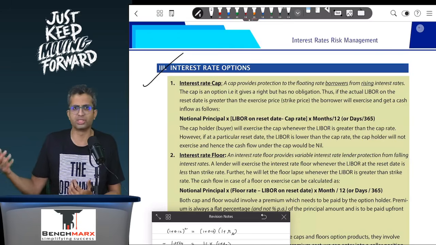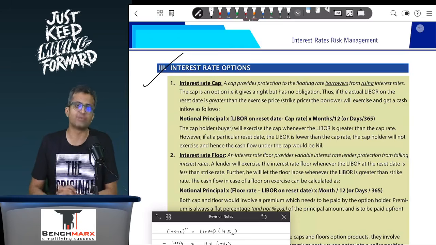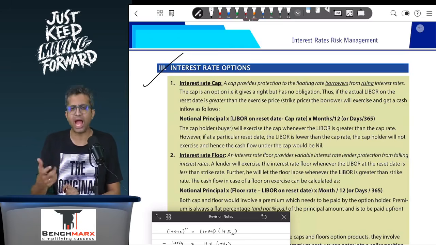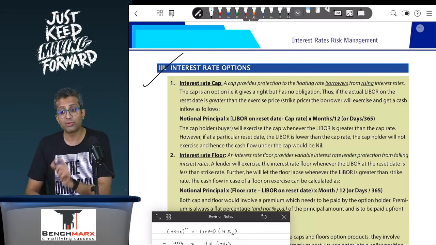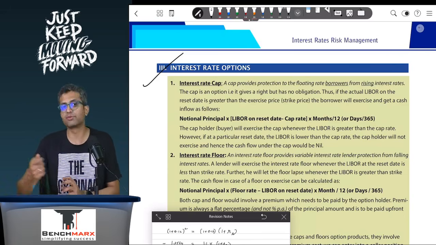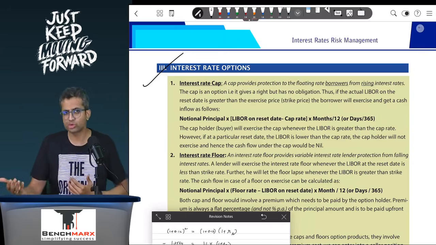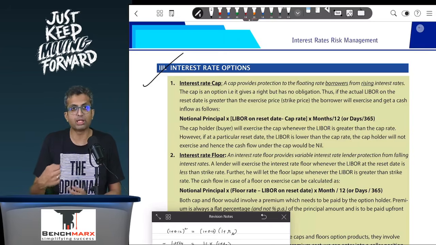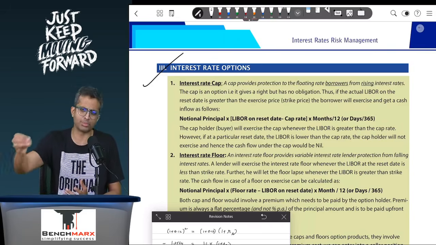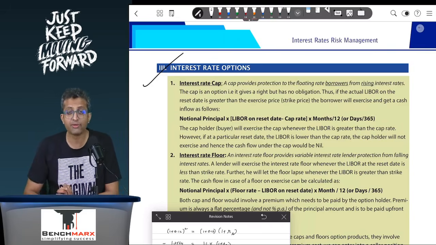They become 2%, 3%. I need to earn at least 5%. So I buy a floor at the rate of 5%, which means if the rate falls below 5, in which case the floor will be exercised. So if the rate becomes 2%, then I will get a payoff under the floor of 5% minus 2% into the principal into the number of months covered divided by 12.